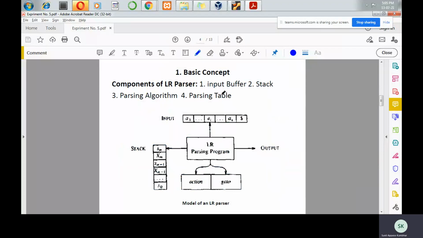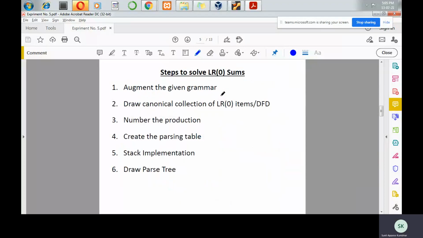There are 6 steps to solve the LR0 item sum. First, we have to augment the given grammar. In the second step, we have to draw canonical collection of LR0 item, which is also called as a data flow diagram. In the third step, we are going to number the production. Fourth step, we have to create the parsing table. In the fifth step, we implement the stack. By using stack, the implementation is carried out. And finally, the parse tree is drawn.